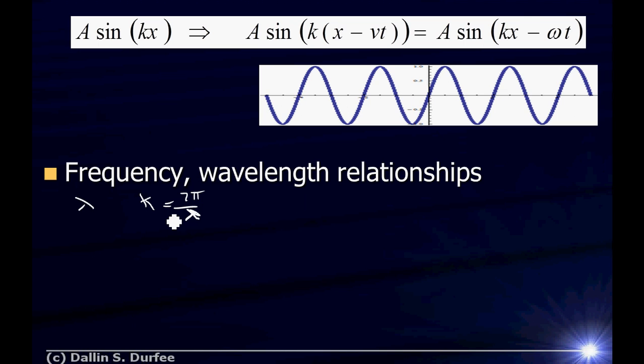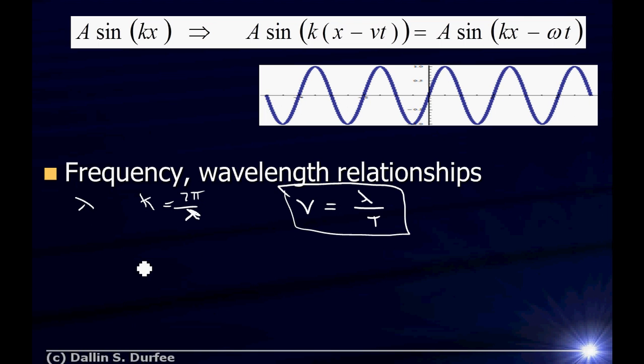Because they're related to each other. How are they related? There's all kinds of relationships you can come up with. The one that's easiest to remember, I think, even though it may not be the most useful one, is just to remember that the velocity that our waves travel, they travel 1 wavelength per period, right? That ought to be pretty easy to remember. All the other ones that come up more often can be derived from that. All right, just remember your sine wave is going to travel 1 wavelength every period.